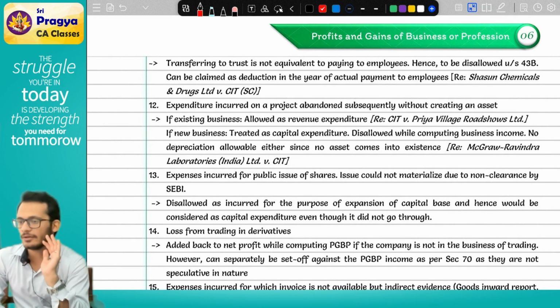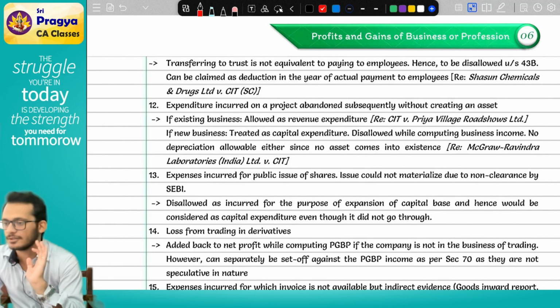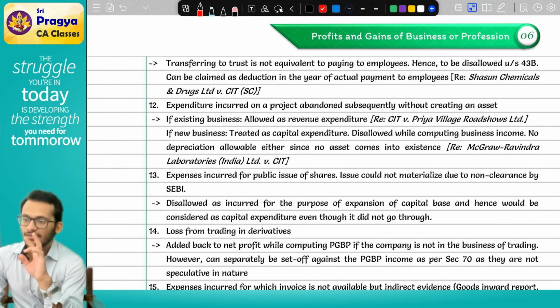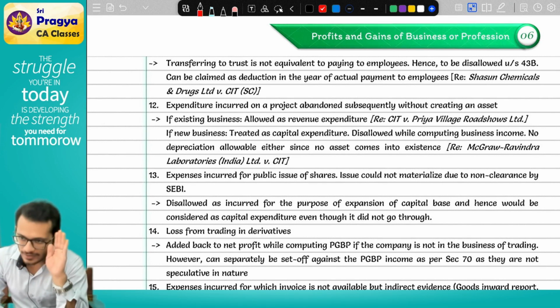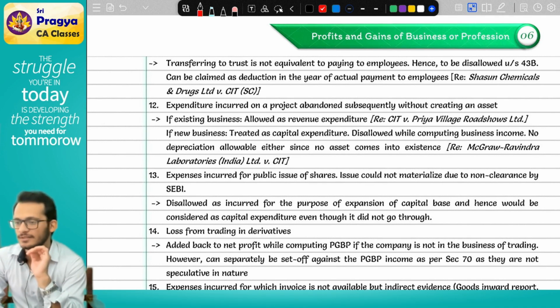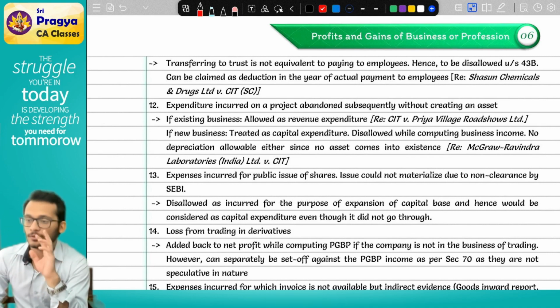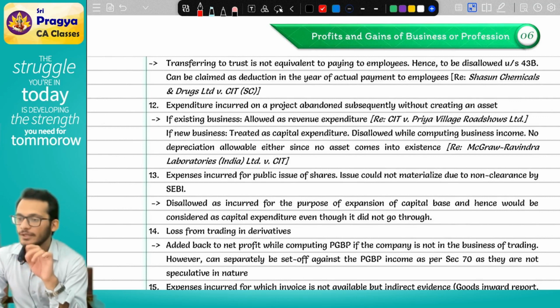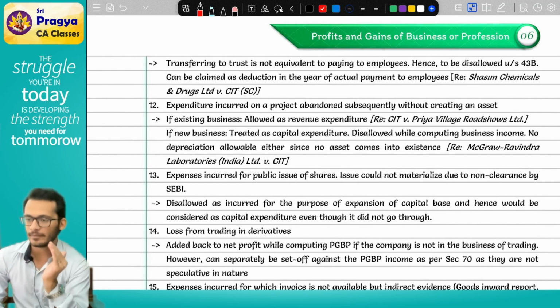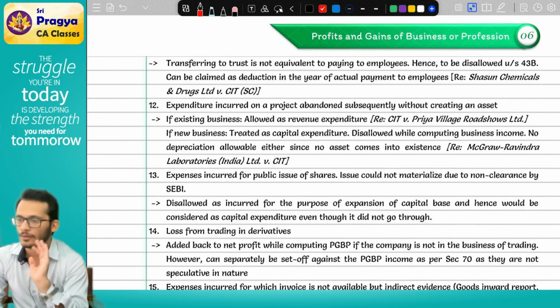Now the comedy: this is a case law which is notified in the study material, where they said expenditure incurred on a feasibility report, if the project is abandoned, will be allowed as a deduction in revenue nature. ICAI gave a twist in the exam. They said, boss, the company is just now getting incorporated. The person has done a feasibility report, and the company is yet to get incorporated. Project is abandoned, but the company is now incorporated.